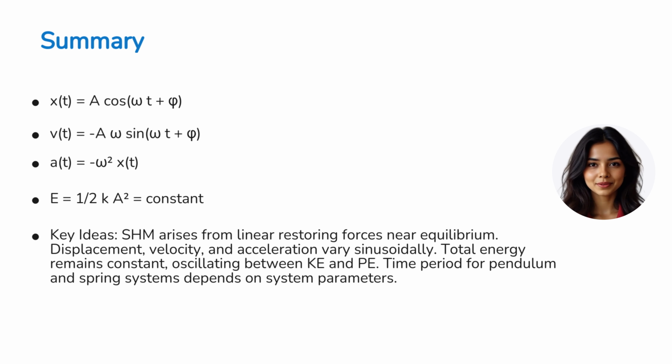So, to sum it all up, simple harmonic motion is best described by displacement as a function of time equal to amplitude times cosine of omega times t plus phi, where each symbol has its important role. Velocity follows as negative amplitude times omega times sine of omega t plus phi, and acceleration is negative omega squared times the displacement, always pulling the object back to equilibrium. The total energy remains constant at 1/2 k times amplitude squared, oscillating between kinetic and potential forms.